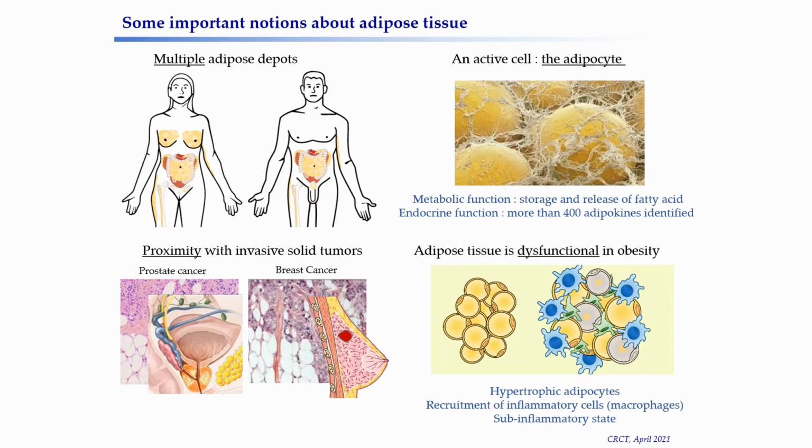As I am saying to you, there are a lot of solid tumors which are close to an adipose depot. This is the case, for example, with breast cancer, which is absolutely evident, but also with prostate cancer.